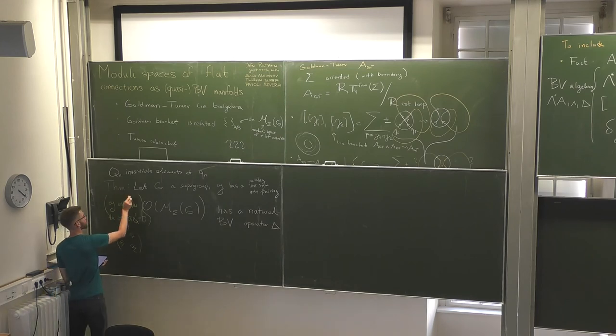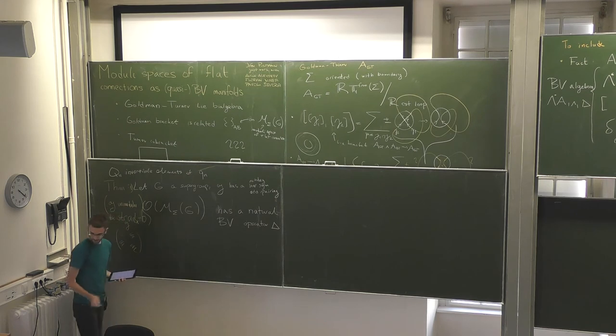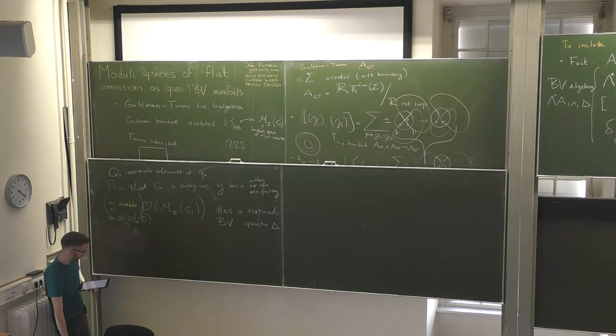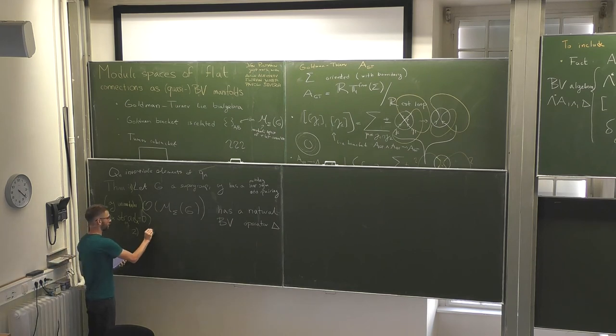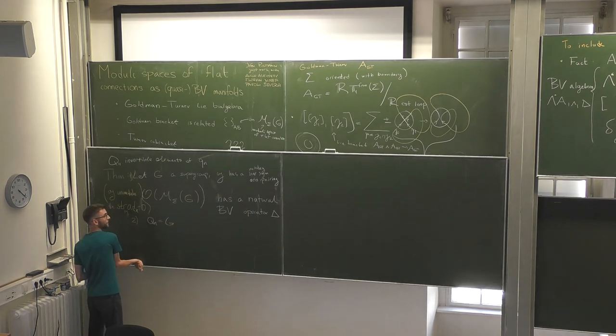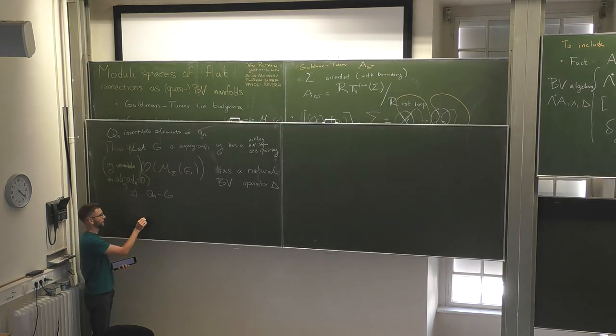So this is the first part of the theorem. And the second part says that if we take Qn for the group, then we get a similar situation as we had for the Goldman bracket. So now we take wedge Gt with the BV operator. Remember, we had a Lie bialgebra, on which we constructed a BV algebra structure.